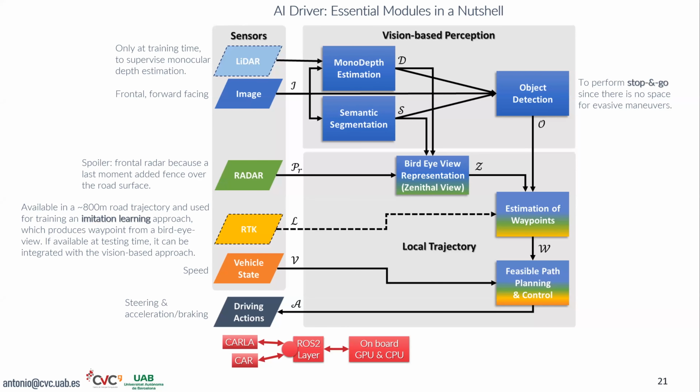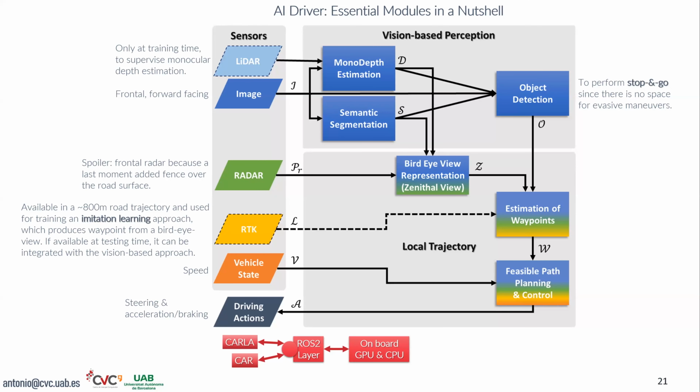So basically, in terms of solution, we were focusing on an image-based solution where we have semantic segmentation, monocular depth estimation, object detection, and all this is combined in a bird's eye view. We use LiDAR, but just in training time for training the monocular depth estimation. In testing time, we needed to add radar in the last moment because someone did something in the road that was not, let's say, the best idea. And then we have to incorporate radar in a hurry to the bird's eye view.